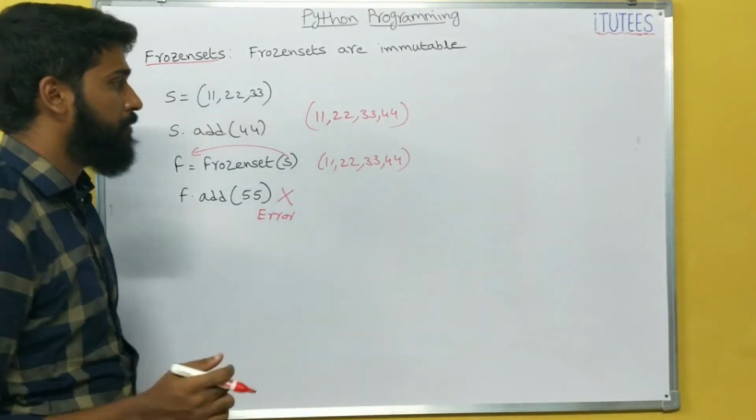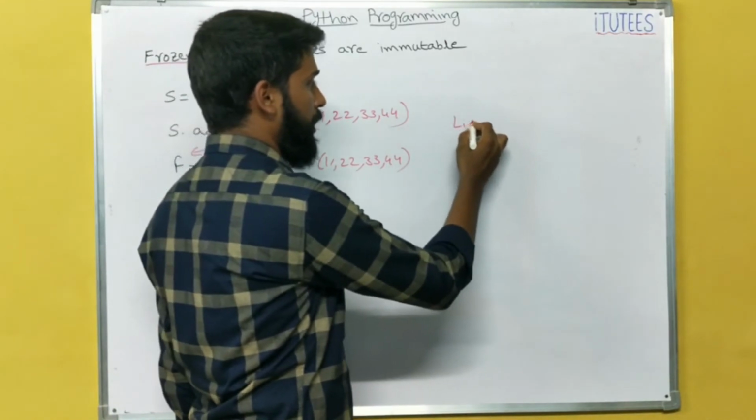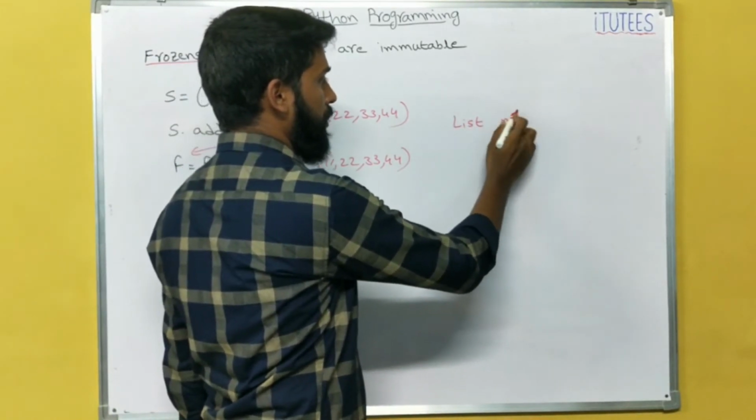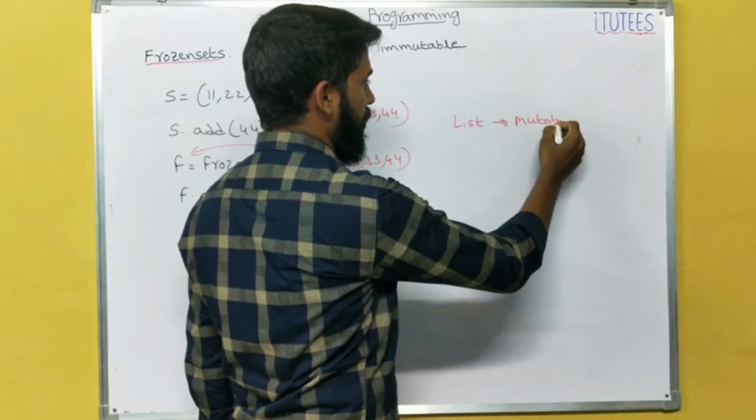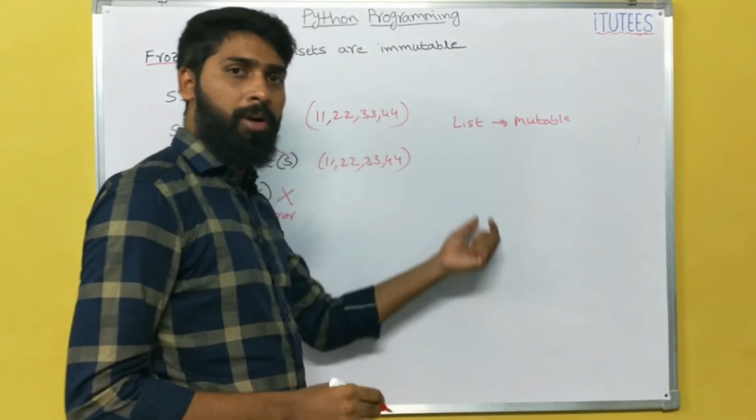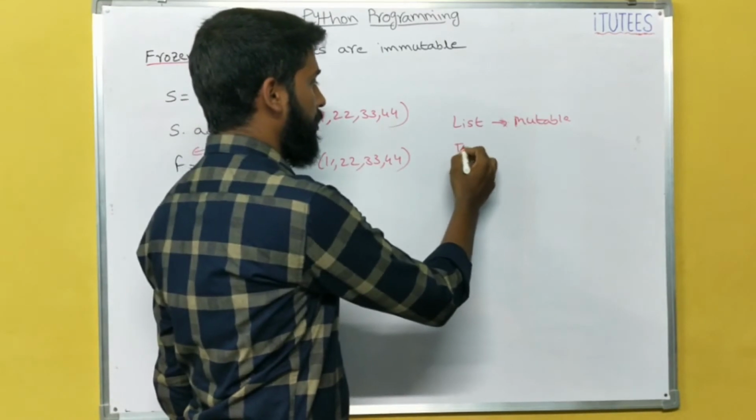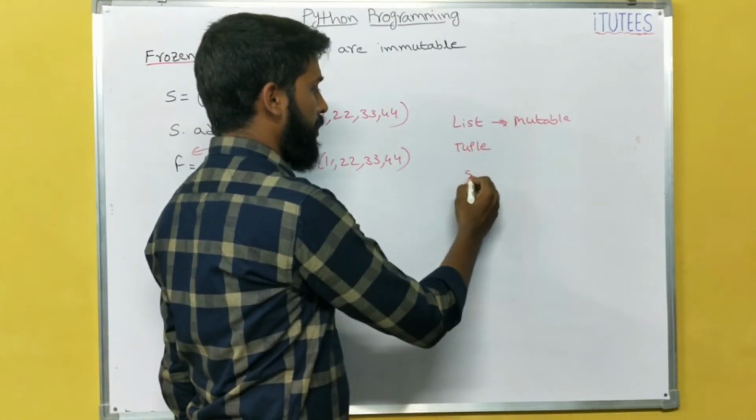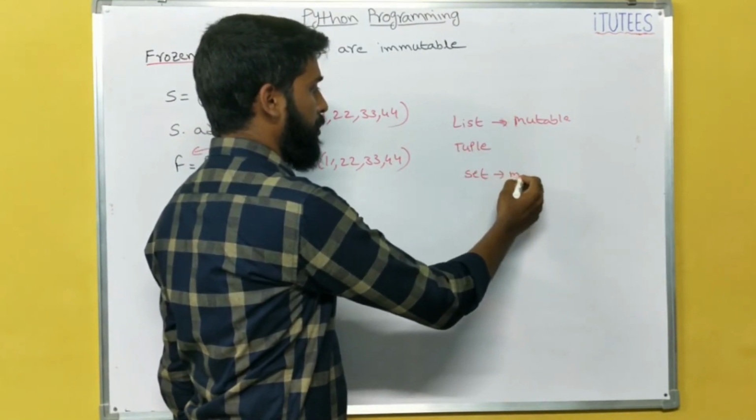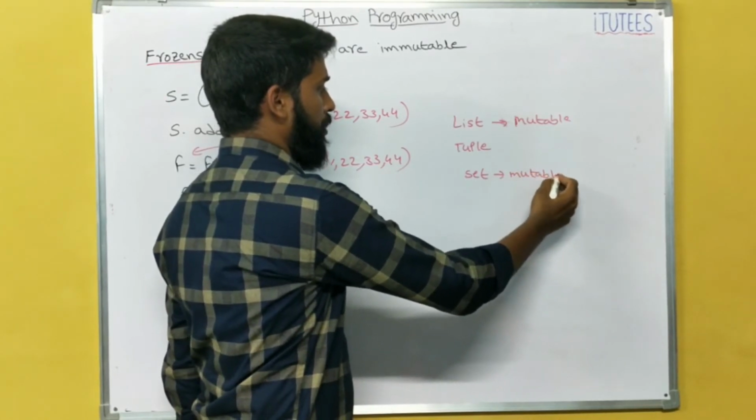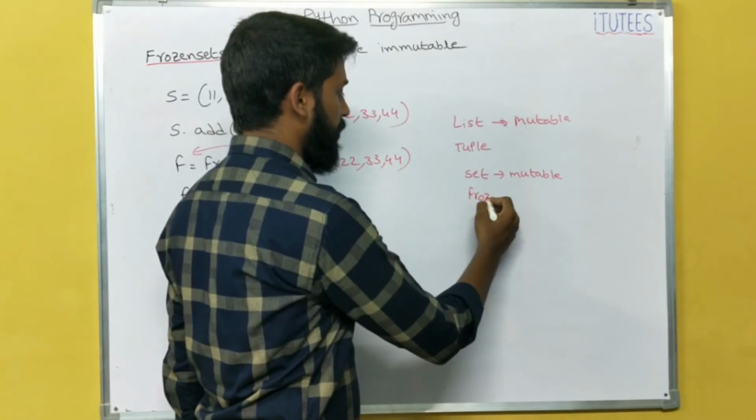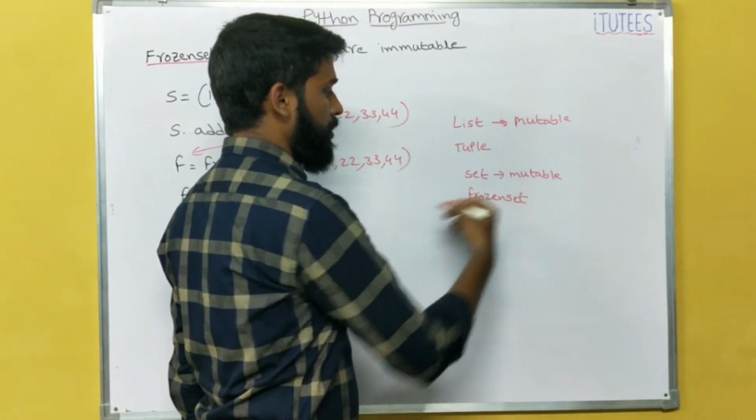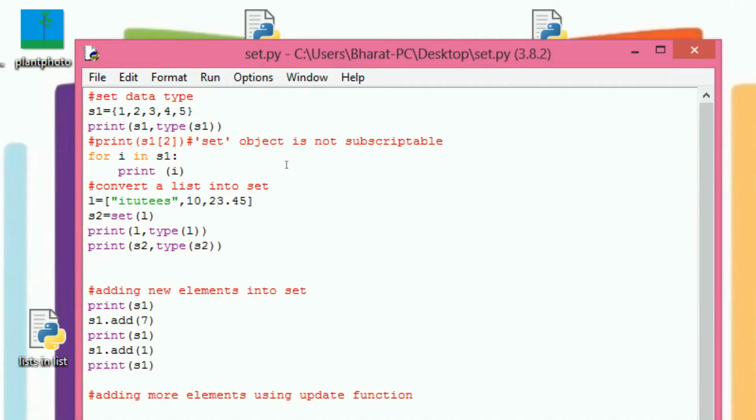So if you observe, list is a mutable data type. So what is the immutable form of the list? It is tuple. Set is mutable. What is the immutable form of the set? It is frozen set. So now we are going to see the operations on set.